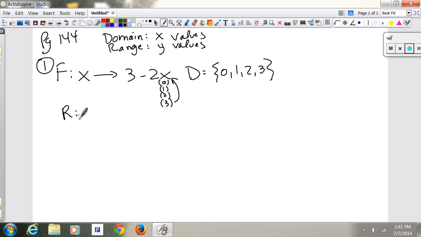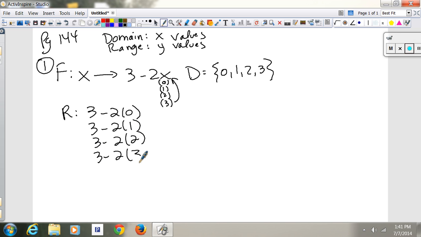So my range is going to be 3 minus 2 times 0, 3 minus 2 times 1, 3 minus 2 times 2, 3 minus 2 times 3. I took this equation and I plugged in 0, 1, 2, and 3 into that x.